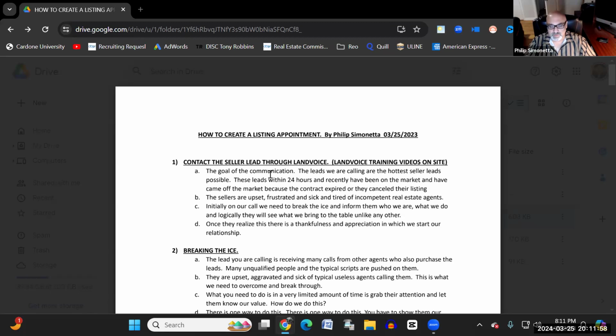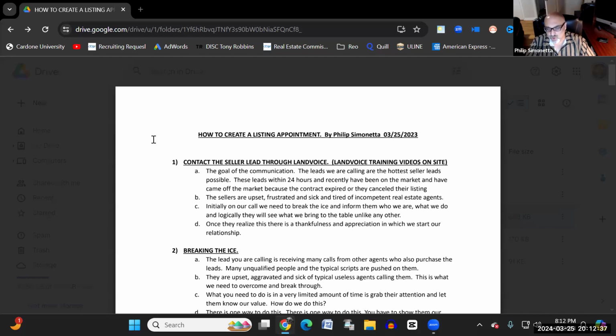So the goal of the communication: the leads we are calling are the hottest seller leads possible. Within 24 hours, these leads have recently been on the market and come off the market, usually because a contract expires or gets canceled because they're not happy with their agent. The sellers are usually upset, frustrated, and sick and tired of incompetent real estate agents promising them things, not delivering, telling them they can get things done, and then disappearing. This is what you're facing when you're talking to these people.